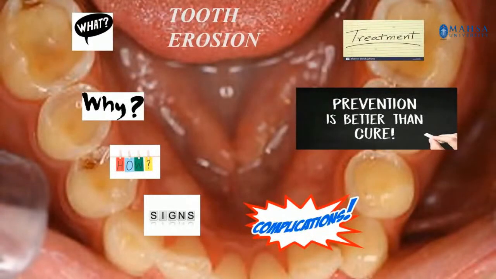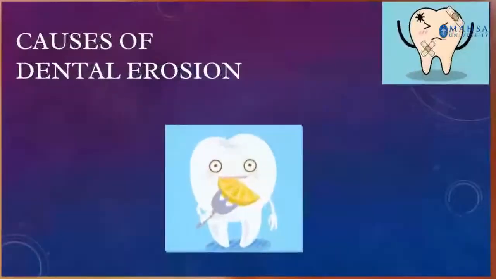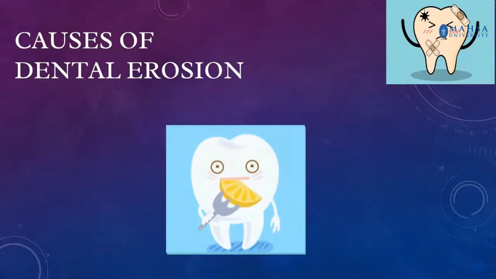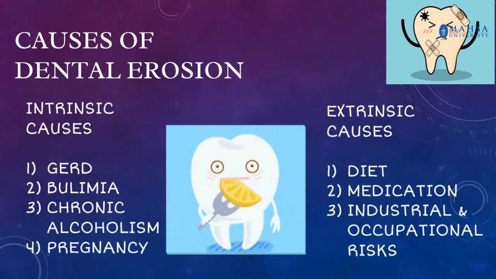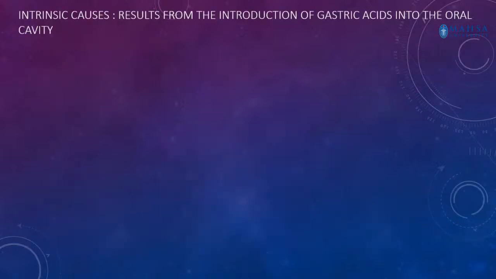Next, why does tooth erosion occur? The factors causing dental erosion are classified into two main groups by origin, which are the intrinsic causes and the extrinsic causes. So let us look at them one by one. Firstly, the intrinsic causes. As the name suggests, intrinsic erosions result from the frequent introduction of gastric acids into the oral cavity.